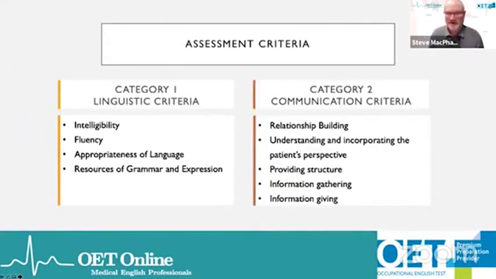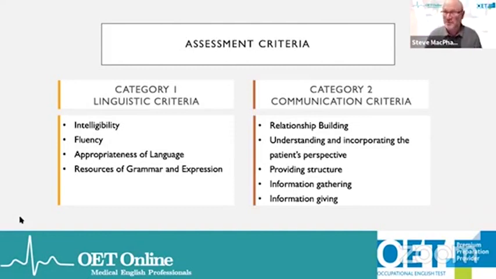Okay. Let's look at the assessment criteria. What do you need to do in order to get a B grade? Well, there's 2 categories of criteria. The first category is the linguistic criteria. That includes intelligibility. Now, intelligibility means your pronunciation. As long as it's clear and easily understood, then you'll be meeting the exam requirements.